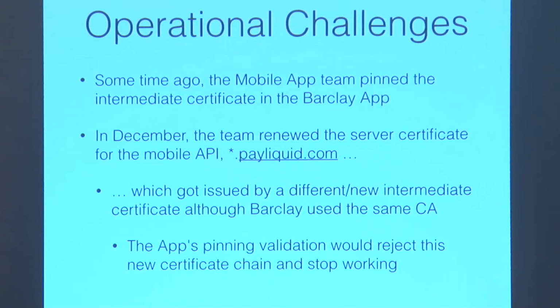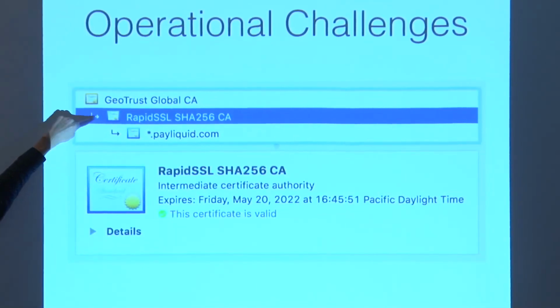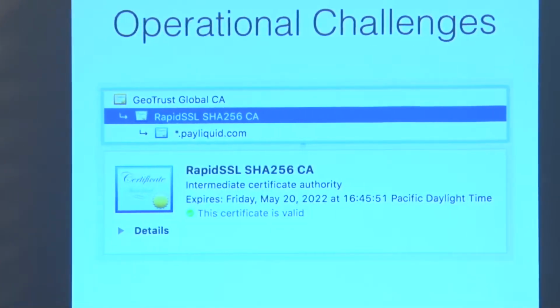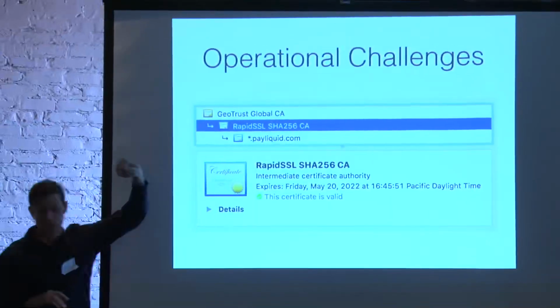They decided to do pinning in it by pinning one intermediate certificate. So that's the certificate chain. They decided to pin this one, which means that now, once you do that, the app will only accept to connect if there's that one specific certificate that's inside the chain.